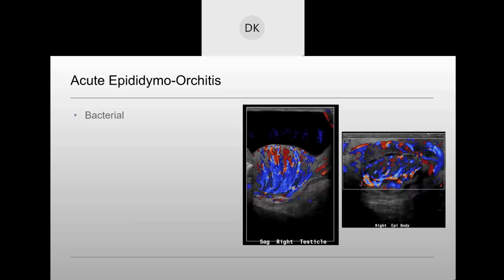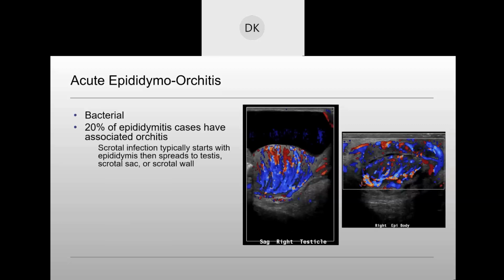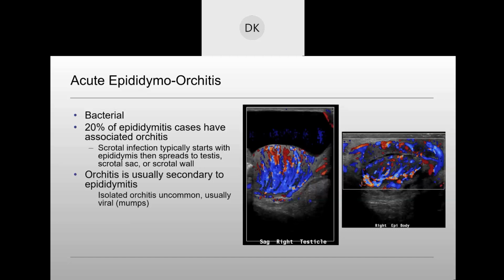So just like epididymitis, this tends to be bacterial. And with 20% of epididymitis cases, you can see this associated orchitis. And scrotal infection will usually start in the epididymis, but then it can spread to the testis, as in this case, and even to the scrotal sac or the scrotal wall. And the key here is orchitis is usually secondary to epididymitis. We don't usually see isolated orchitis, particularly in adults. In children, we can occasionally see it due to viral etiologies like mumps.